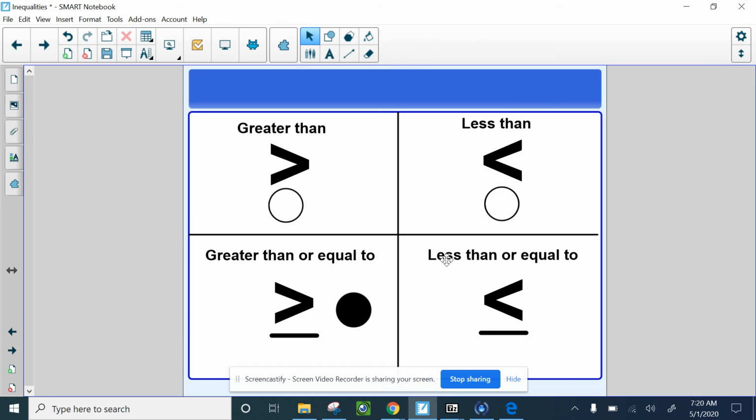And finally, if I have my less than or equal to symbol, and again I have that line underneath, meaning it can equal that number, would I want an open or would I want a closed circle? I hope again you guys realize that this one would also be a closed circle. So again, the line underneath, I'm going to fill that circle in.